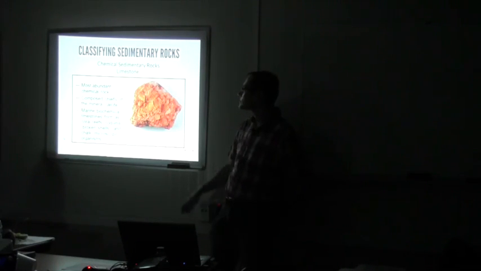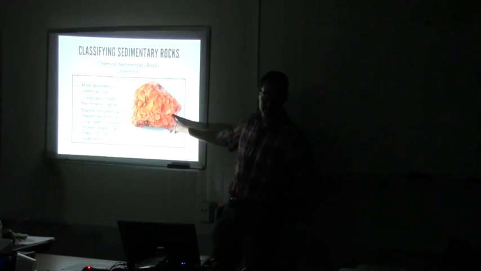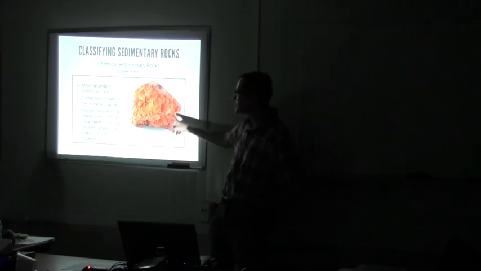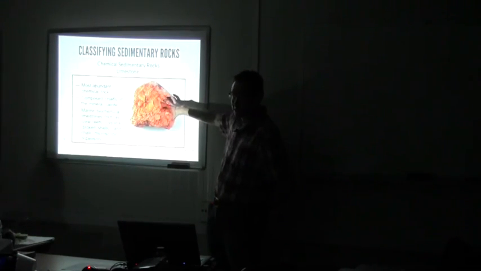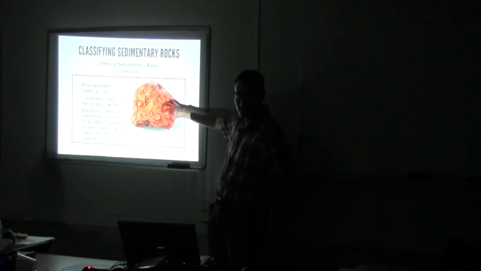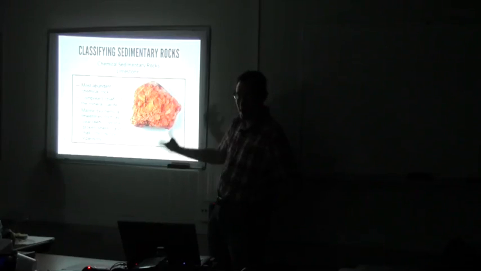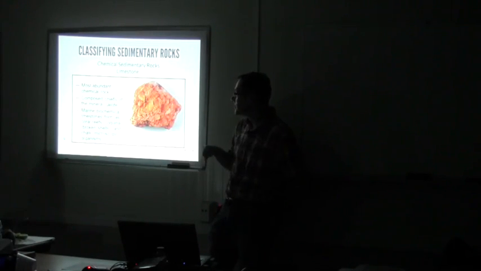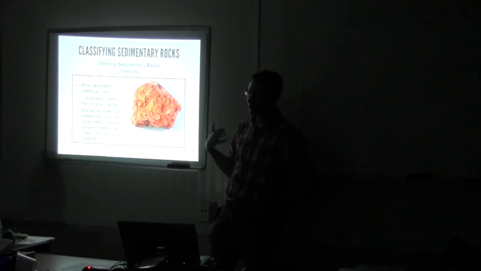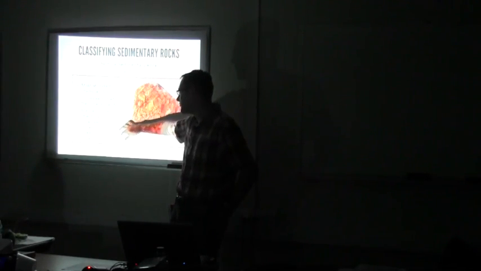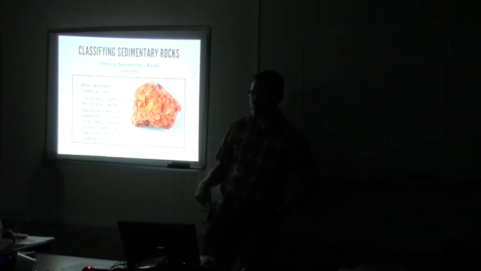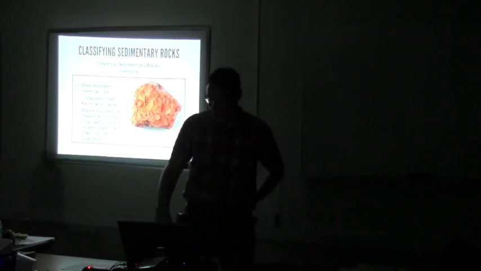Chemical sedimentary rocks. That looks like Chex Mix to me. But what that is, is coral that was once living, that has now come together and been glued together in this rock. This is limestone in this case. You've got calcite, which is what the coral forms its body out of. And this is all when they talk about coral reefs, broken shells, chalk, that kind of stuff. That's what forms limestone.